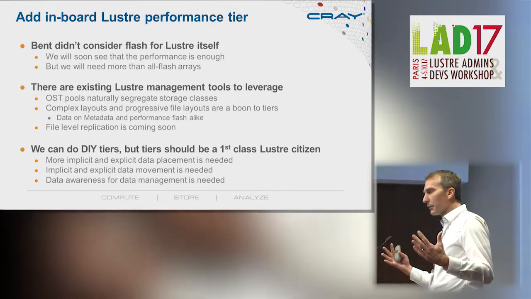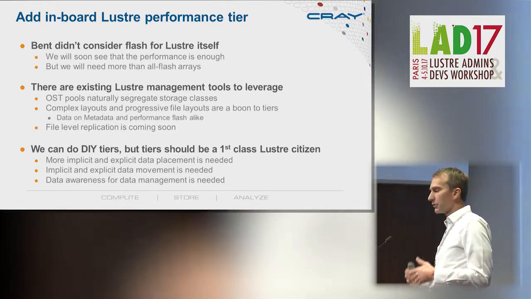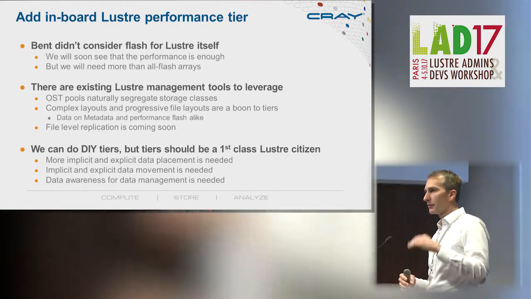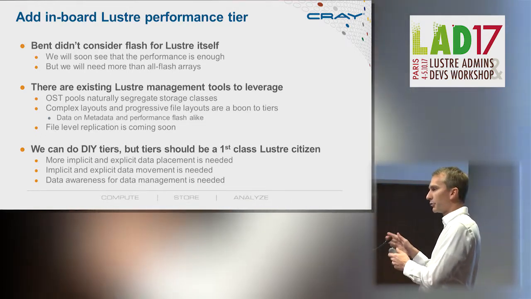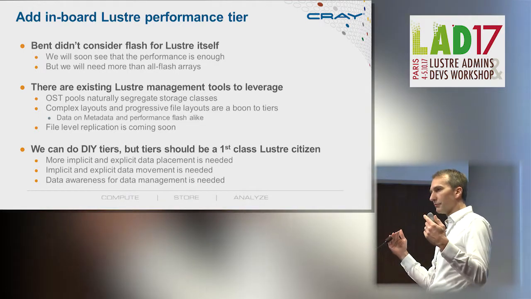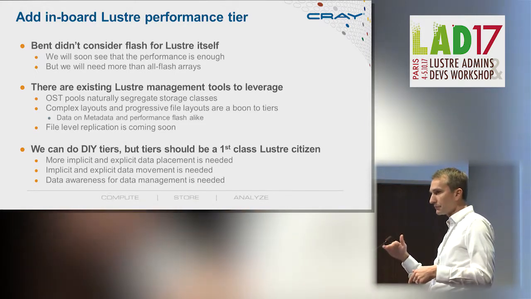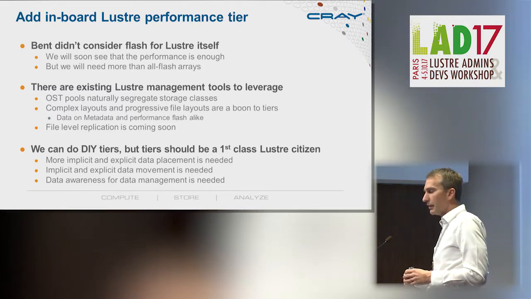So let's think about putting flash into the Lustre file system. This is one of the things that, if you look at Ben's talk, he didn't actually consider. He talked about the node local case. He talked about flash on the network in a shared case. He talked about it being embedded in the object storage servers transparently, but he didn't consider flash being a Lustre tier in the first sense of it being visible in the Lustre file system.